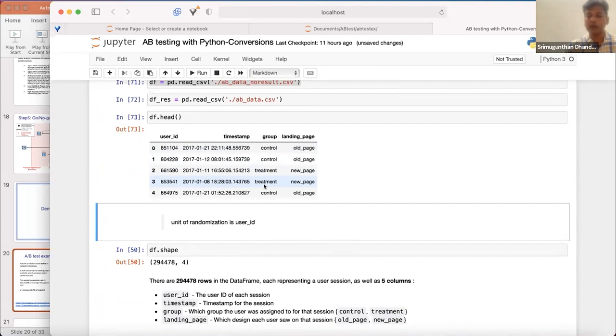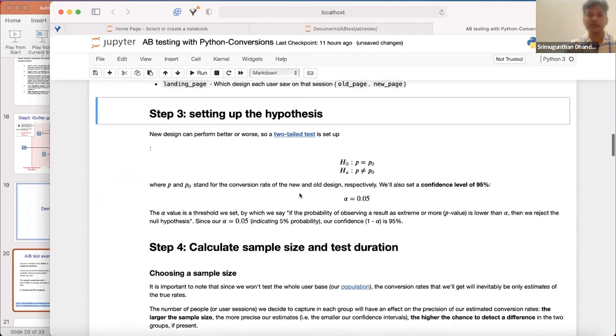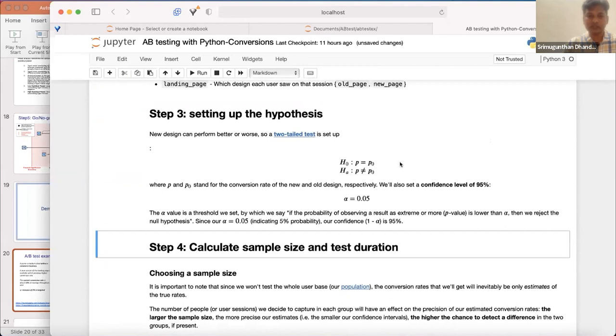Then there are some 290,000 records here. So then you will set up your hypothesis test. Here you will set up the null hypothesis, which will be that between the new and old design there is not much change. There is no change. That is the null hypothesis. And then you will also set up your confidence level to 95%, and significance level to 0.05.